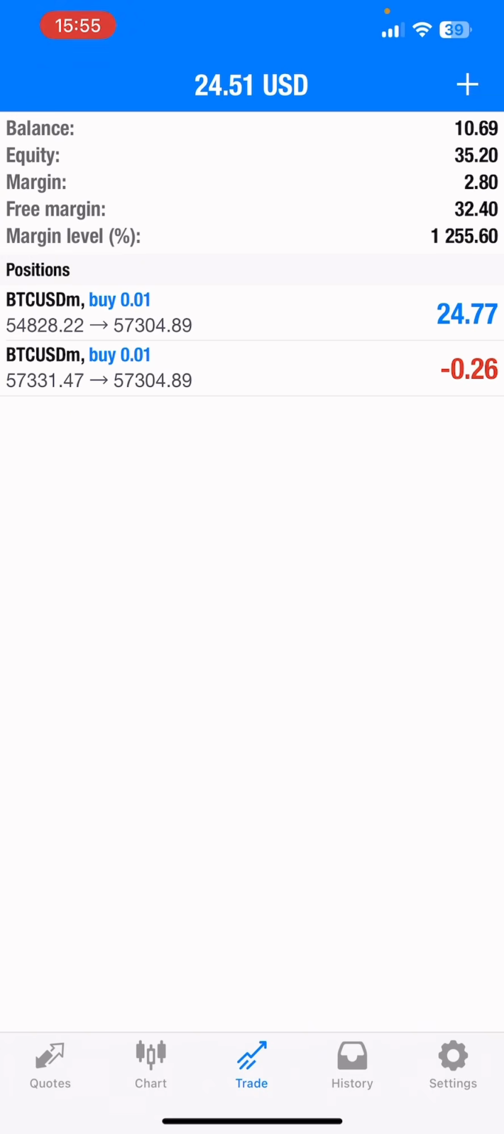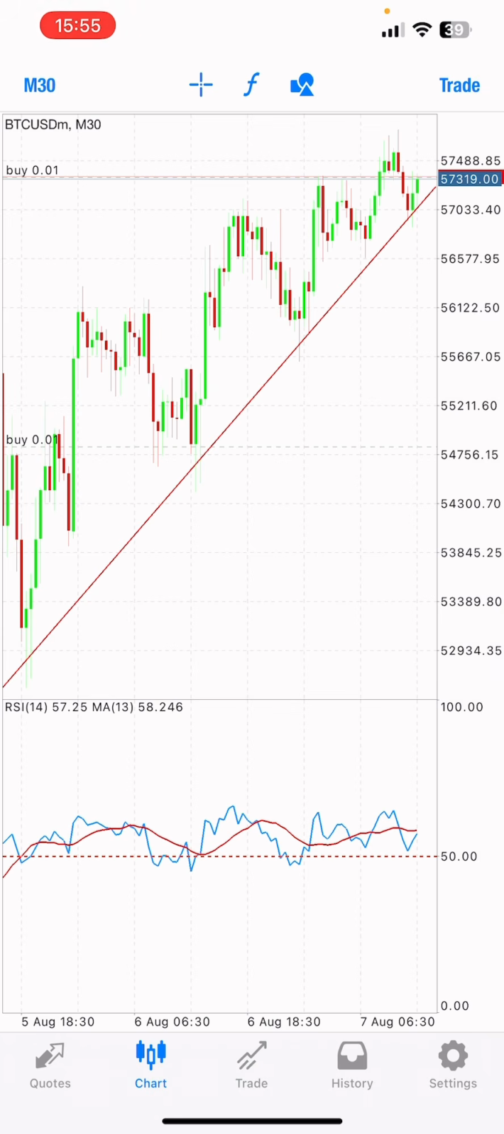This trade is very healthy. I have room to make mistakes. The market can reverse and other stuff. Okay, so you see the market is moving. Now let's go to the chart so you guys can see.